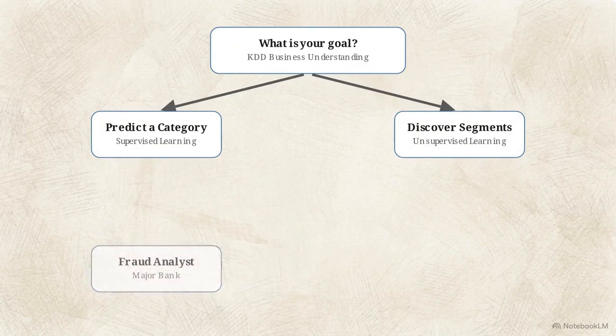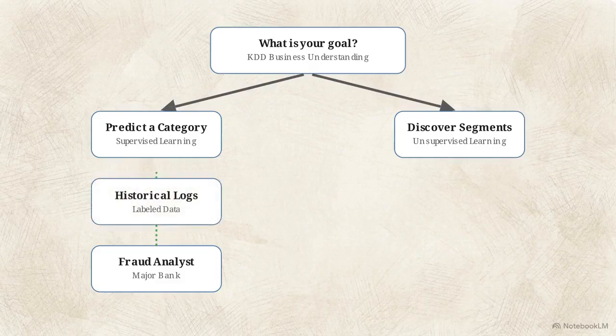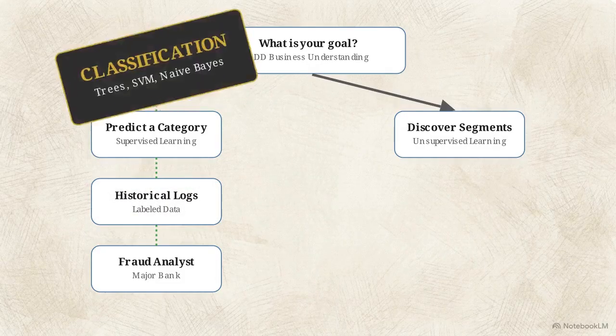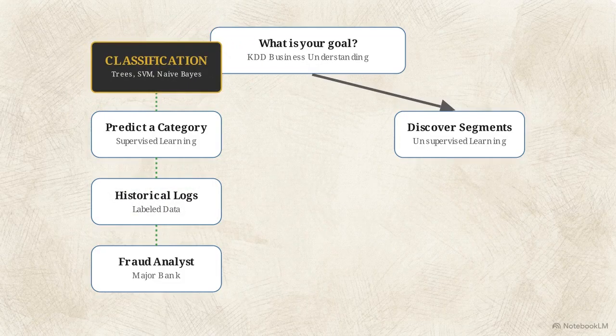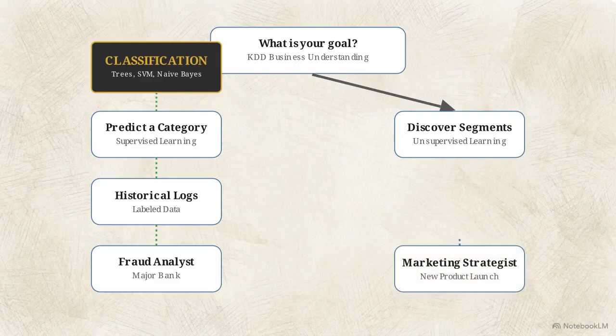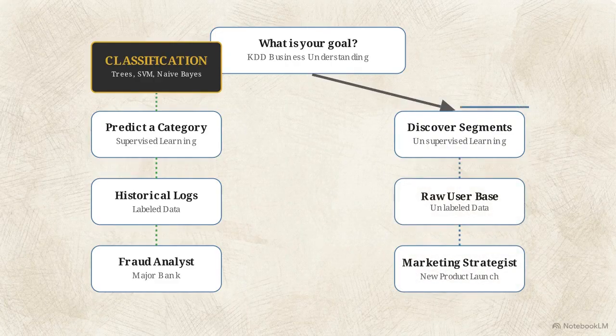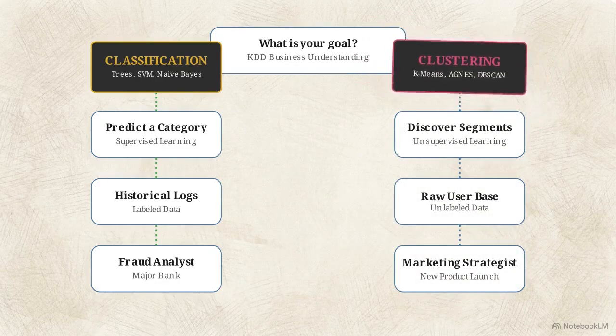Take a fraud analyst at a major bank. They have years of historical logs showing exactly which transactions were flagged as high risk. Since the problem is binary, legitimate or fraudulent, and the categories are well defined, a predictive model is required to automate the decision. Now, consider a marketing strategist launching a new product.